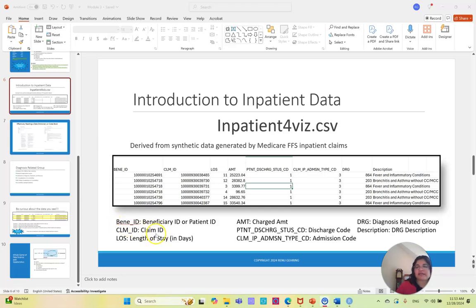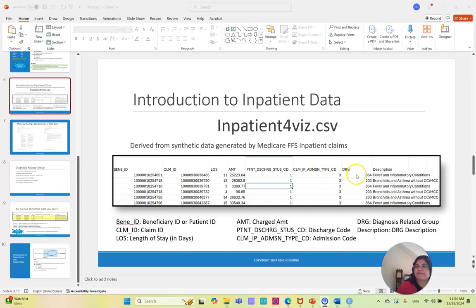Think about the claim ID as if you go to Target and you get your receipt, and that's your invoice. There might be an invoice number. That's what a claim ID is. Then you have LOS, length of stay in days. As I said, these are inpatient records, so these are inpatient discharges. The first beneficiary ID, ending in 91, had a length of stay at the hospital of 11 days. The amount that was charged for that stay was $25,000. And there are two codes here, which I'm going to break down shortly in the next slide.